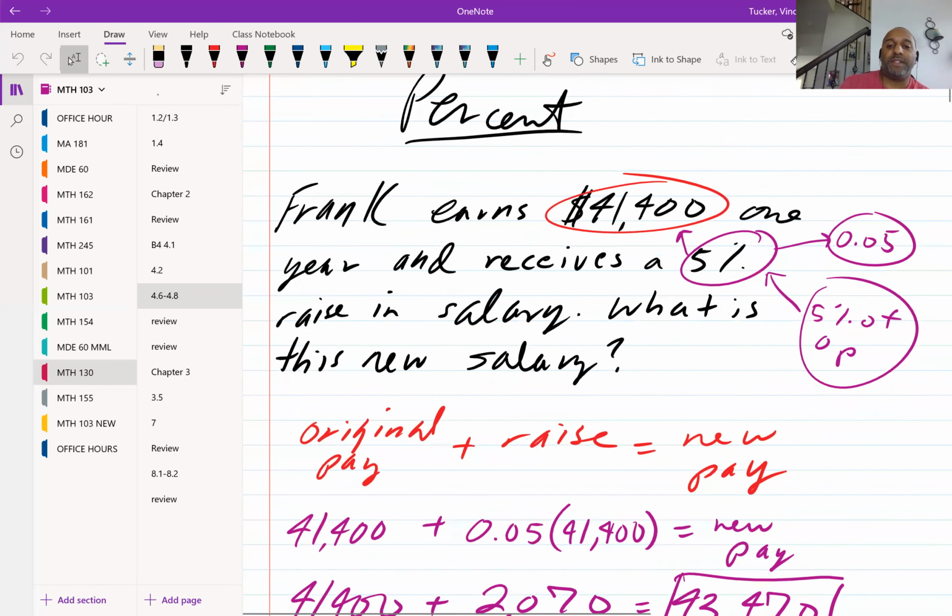So in order to calculate the raise, this person is going to receive 5% in raise. Well, that 5% is not just 41,400 plus 5%. It's 5% of your original pay. So don't forget, we already talked about how of means multiplication in mathematics. So if you're talking about 5% of original pay, that's 5% times 41,400.